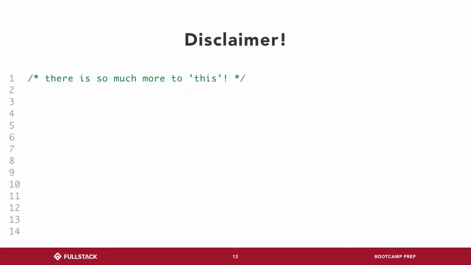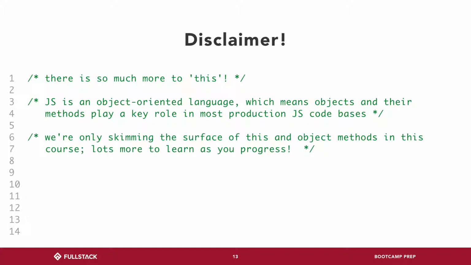So, disclaimer, there's so much more to this. It's actually one of the most complex things about JavaScript, and it's why a lot of people really hate JavaScript. For right now, all you need to know is that if you see dot notation, the object that comes before that dot will be the value of this inside of the method.